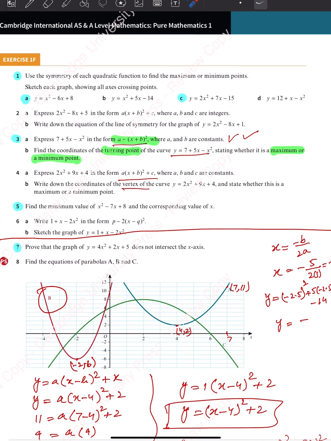Express in this form, so you have to complete the square, and then x plus b is equal to 0, and then x is equal to minus b, and this c would be your turning point. And as it is positive, that would be a minimum point. So all of these questions are the same as we have discussed.